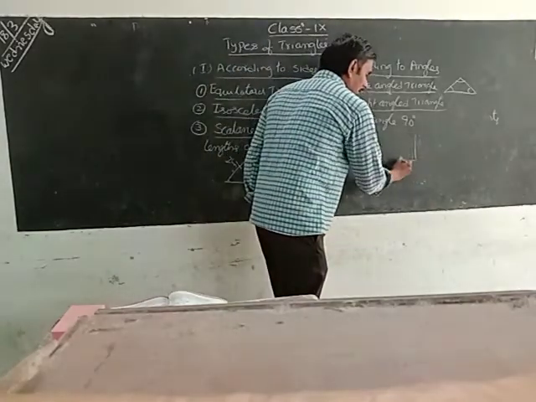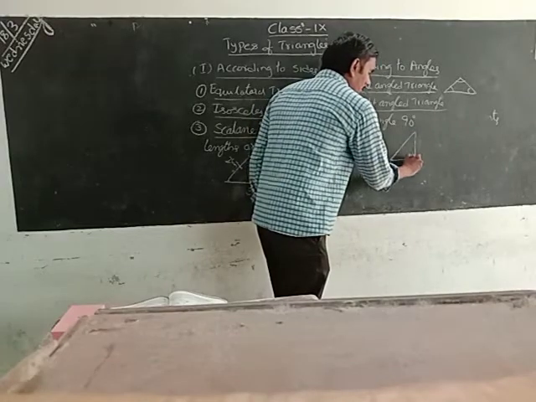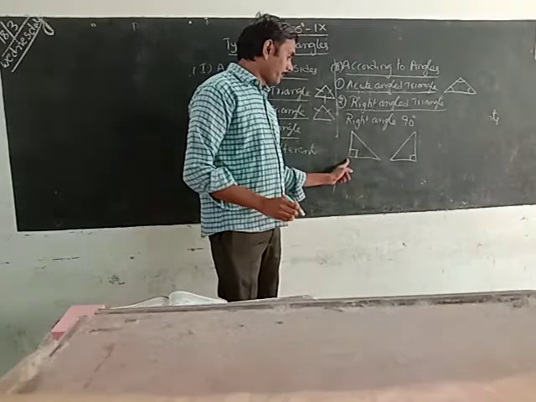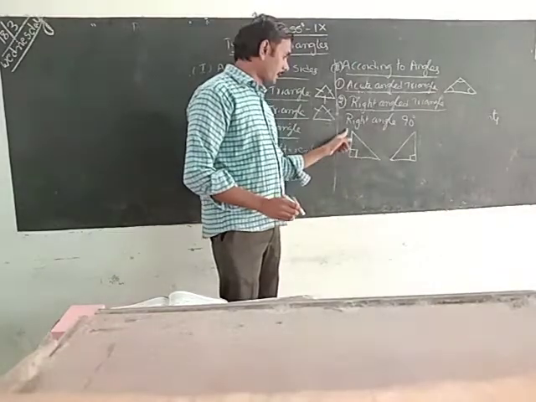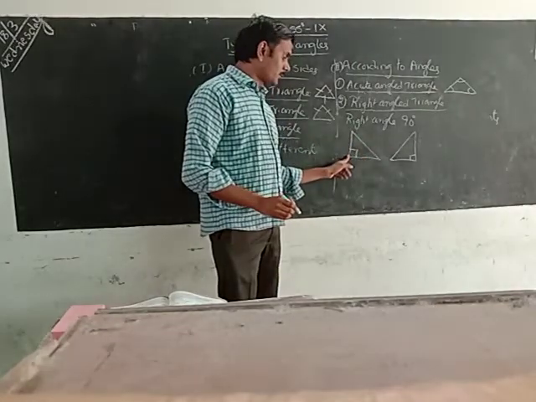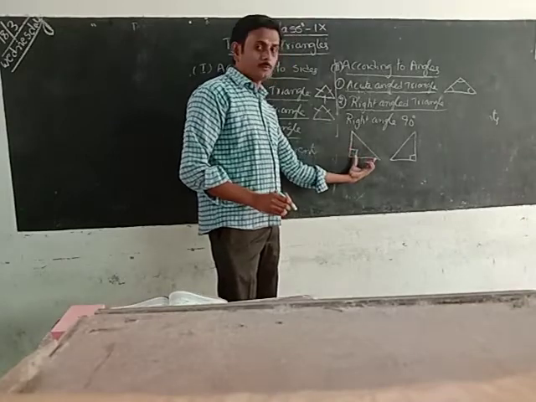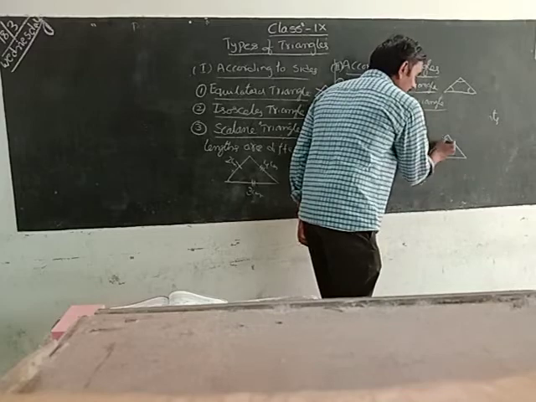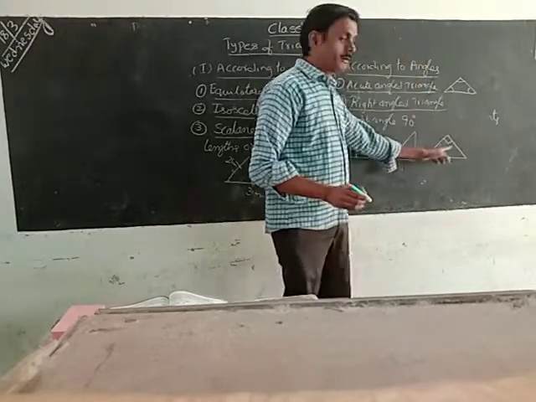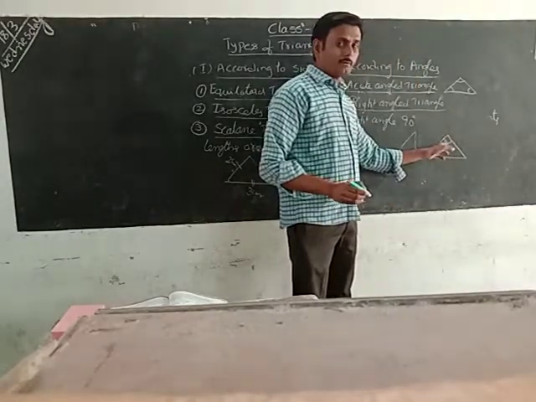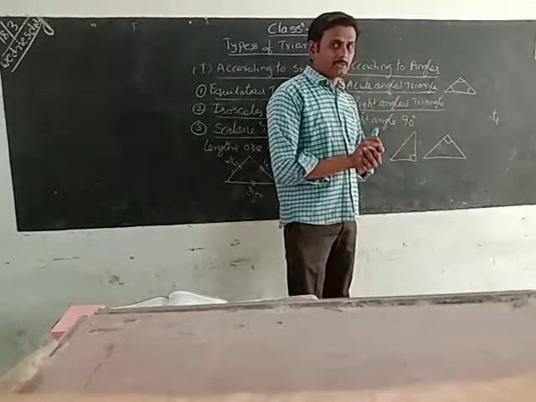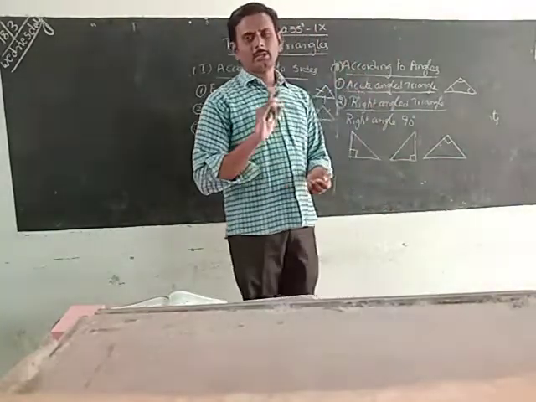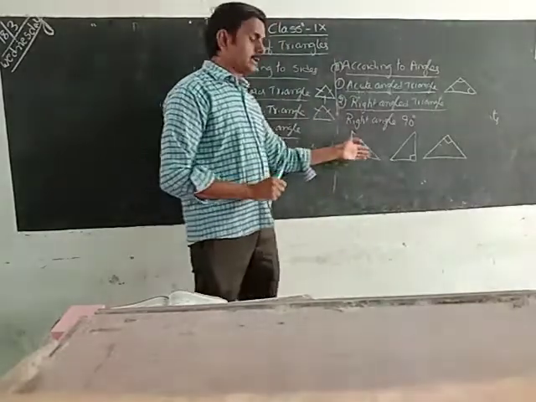We can draw like this also. One angle should be 90 degrees. It is formed between perpendicular sides. These two sides, this side and this side, both should be perpendicular. Where the 90 degrees is formed, those two sides compulsorily will be perpendicular. This is the right angle.